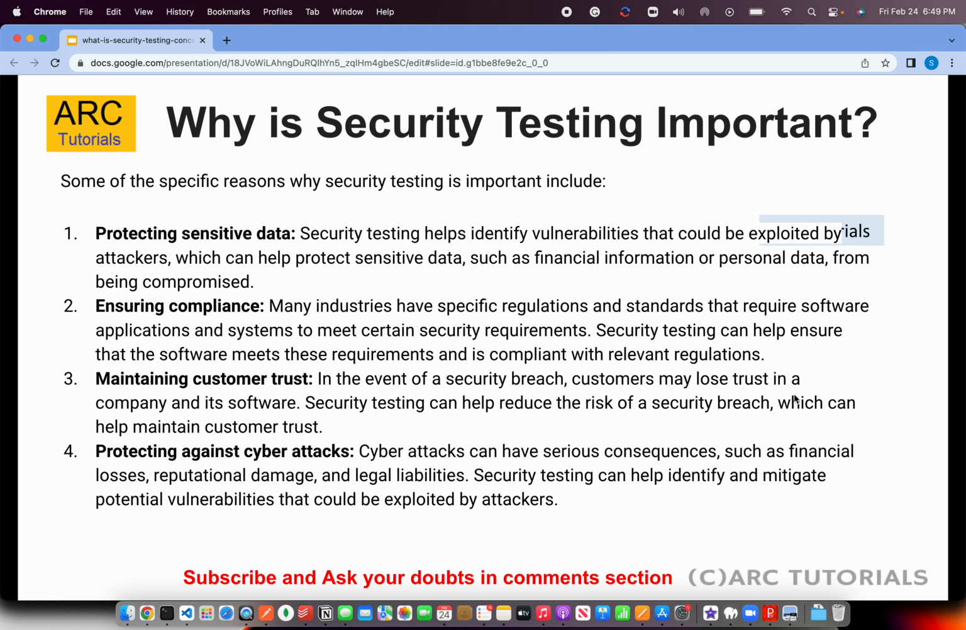Of course, there are cyber attacks, which can be software-wise, it can be malware, many different types of attacks where potential vulnerabilities can be exploited, right? So those need to be protected, and that's why overall security testing is extremely important.